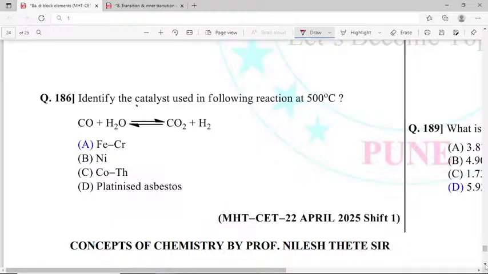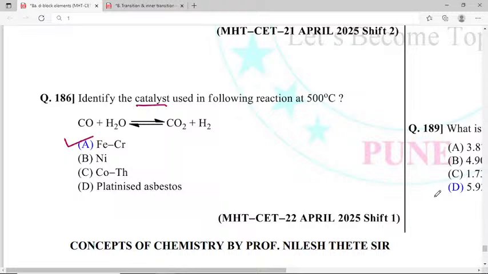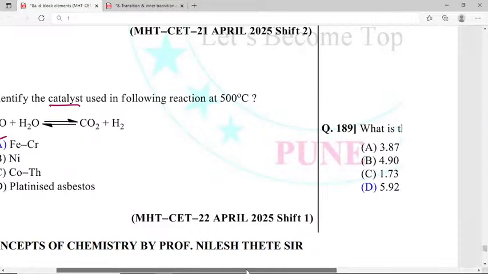Identify the catalyst used in the following reaction at 500 degrees centigrade. Iron chromium is the catalyst used to convert carbon monoxide and water into carbon dioxide and hydrogen gas.